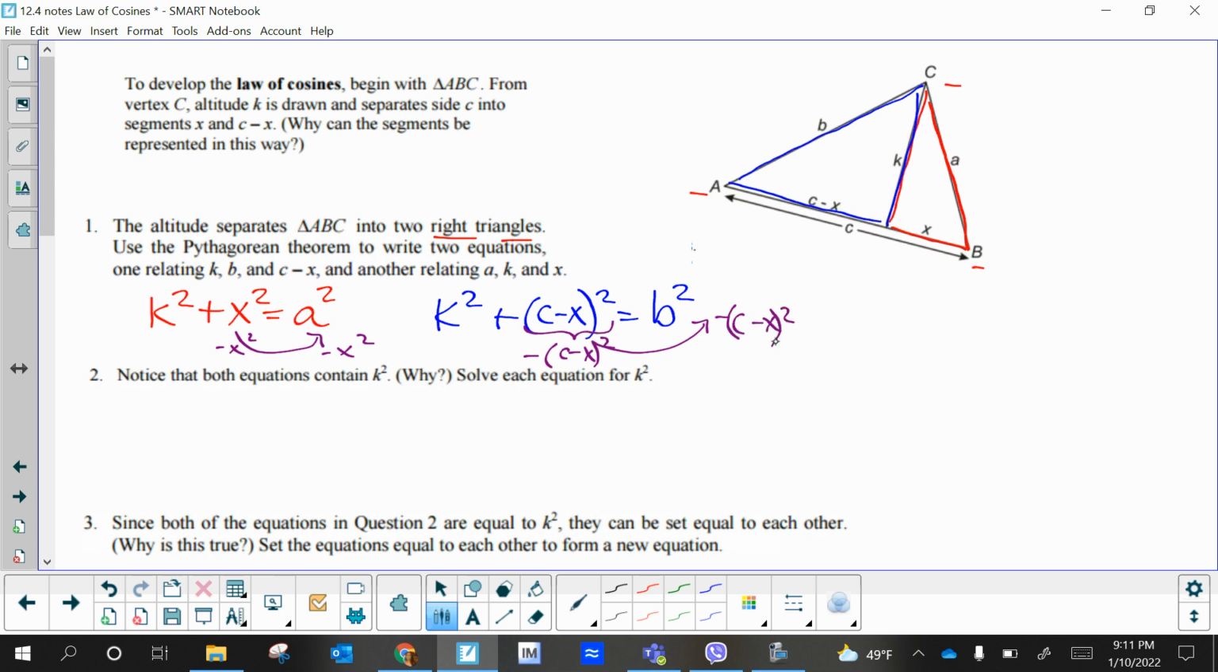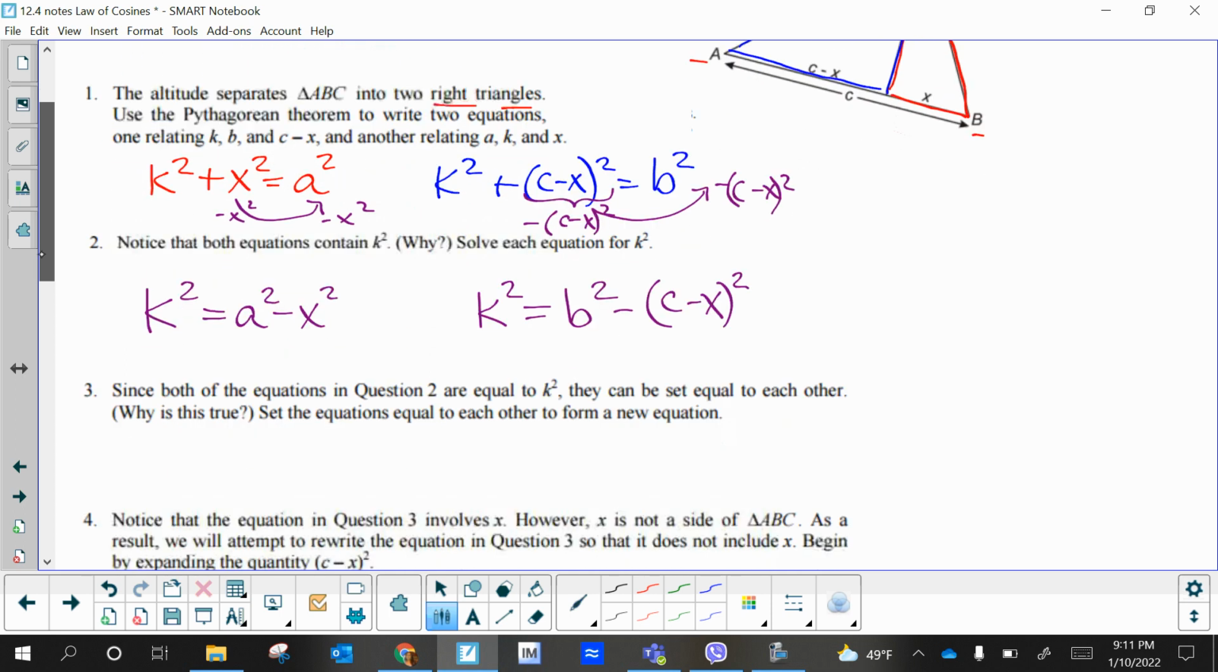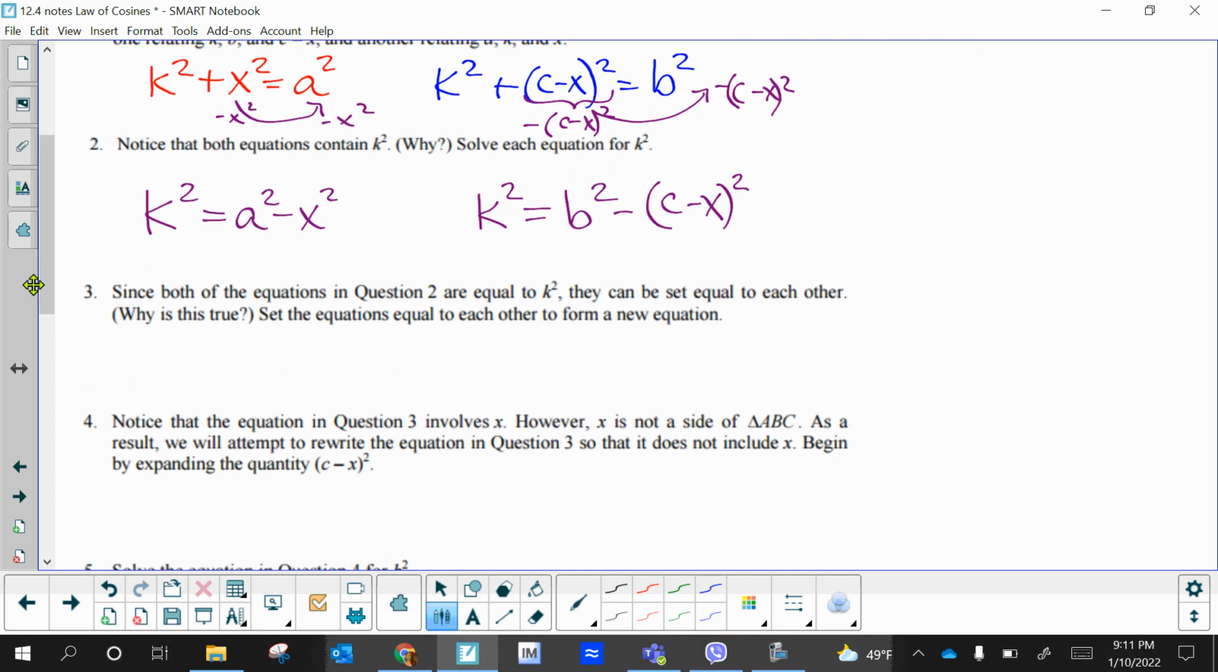Okay, so then what we'll get is k squared equals a squared minus x squared. Over here on the right, we get k squared equals b squared minus, parentheses, c minus x squared. Okay, so all I did was solve for k squared, just following the steps. The steps are kind of helping us develop this formula. So it says since both the equations in question 2 are equal to k squared, they can be set equal to each other. Okay, the set of equations, so set the equations equal to each other.